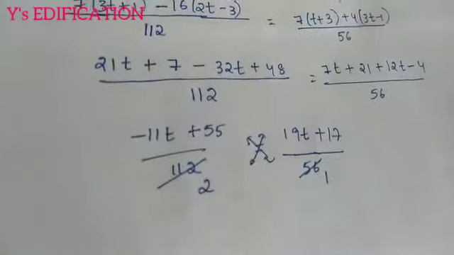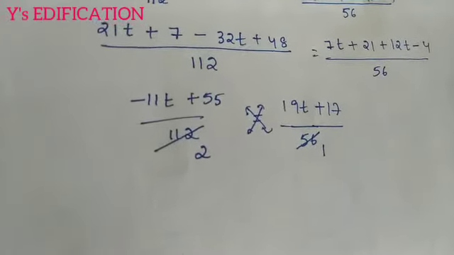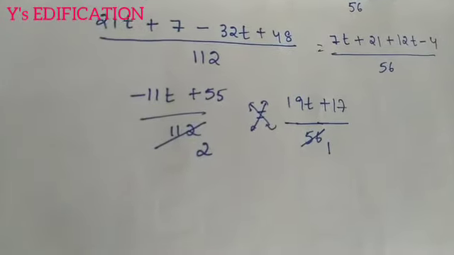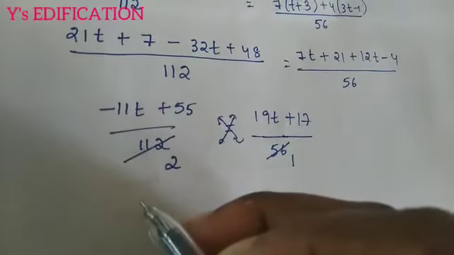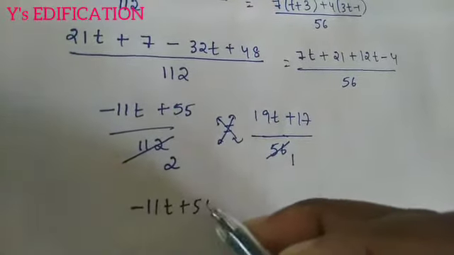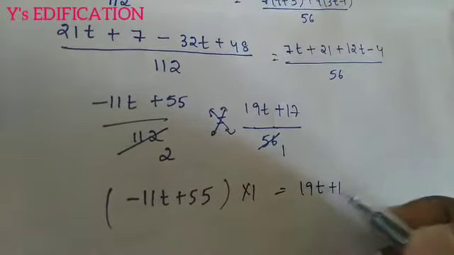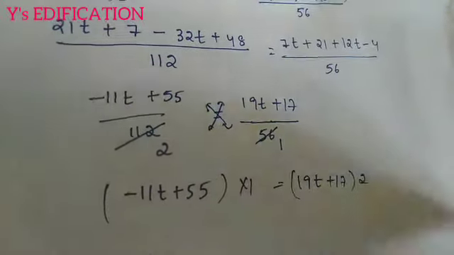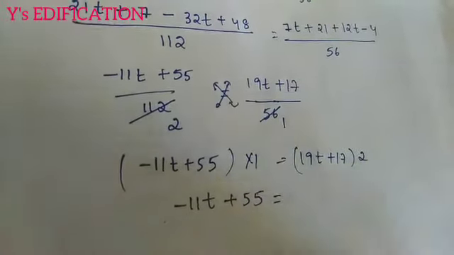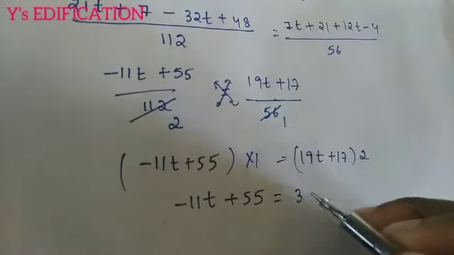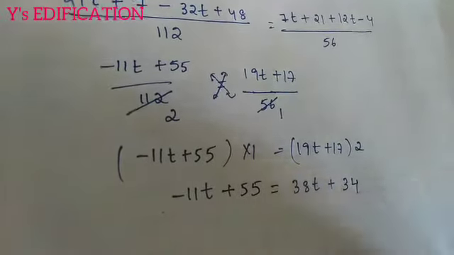We can do the cross multiplication without cancellation, but it will become a large multiplication. Okay. So for the simplification, we cancel both the numbers. Okay. So 56 into 1, 56 into 2. Now what is the cross multiplication? Minus 11t plus 55 into 1 is equal to 19t plus 17 into 2. Okay. So what is this? Minus 11t plus 55 is equal to 19 into 2 is 38t plus 17 into 2 is 34.